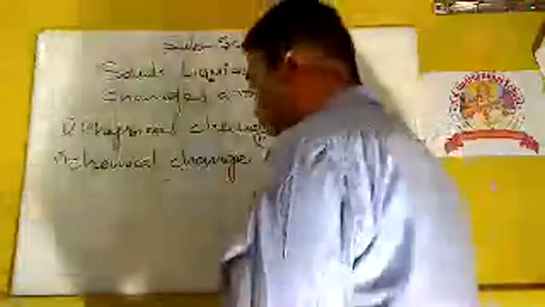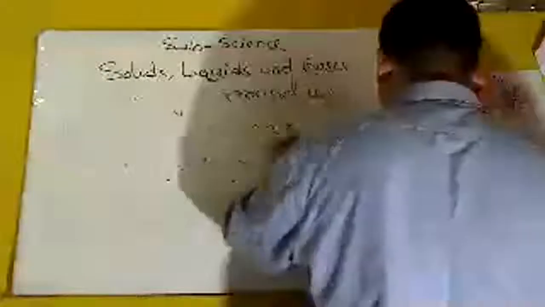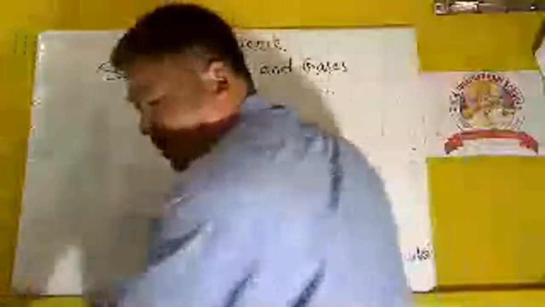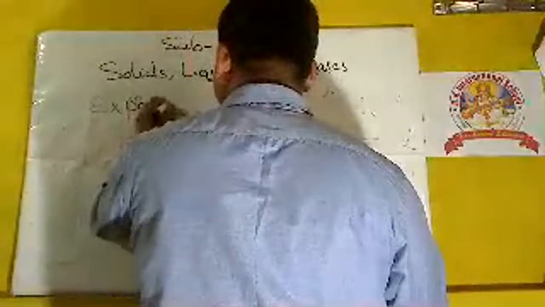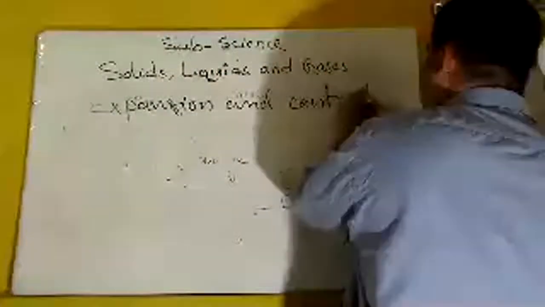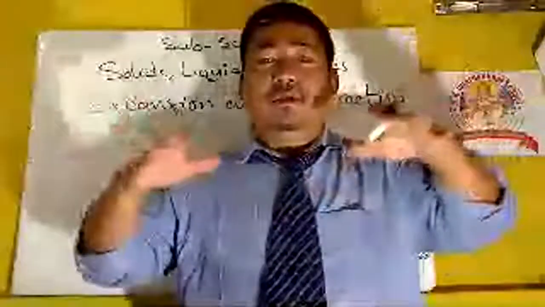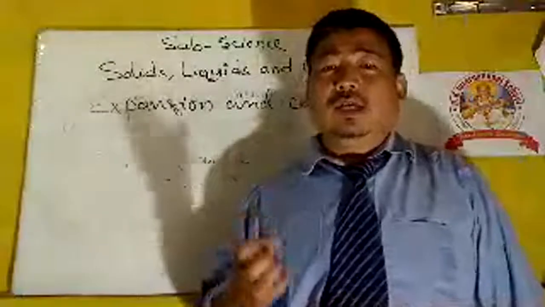Now, after this change, we have expansion and contraction. I'm going to erase this first. Contraction and expansion. And I will explain this to you in a very easy way. Expansion and contraction. Expansion means you have to understand it as changing its size into a bigger size, to become loose, and contraction means to change its size into a smaller form.